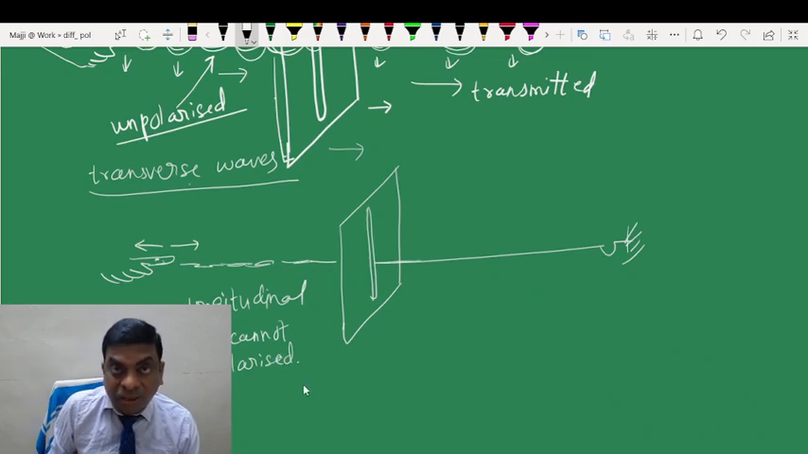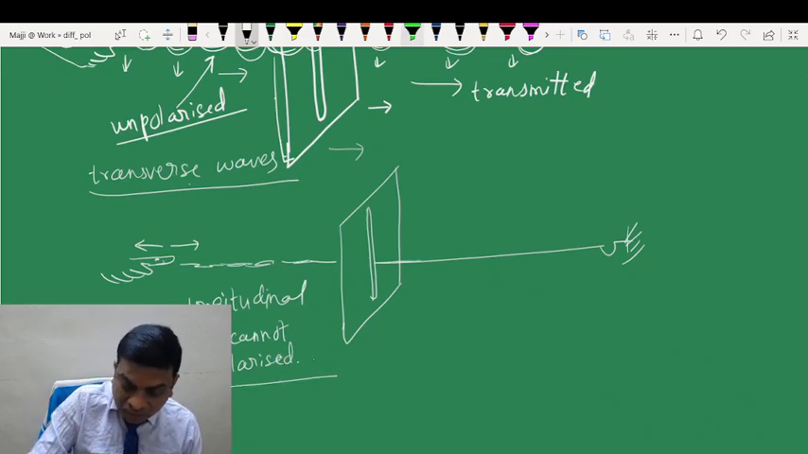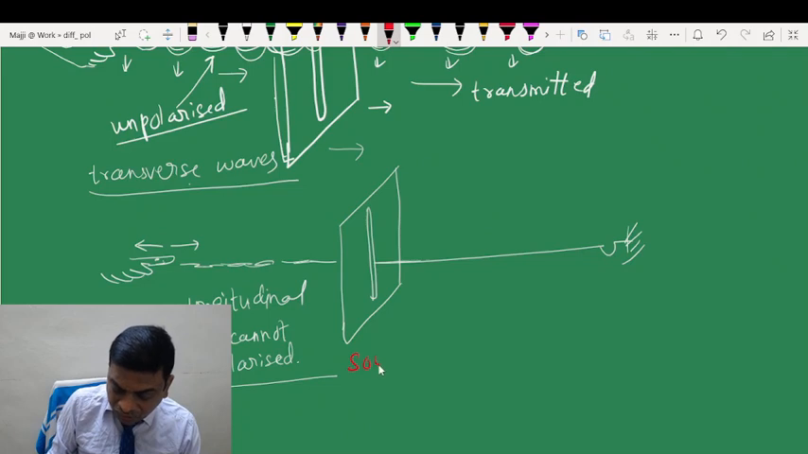Okay. Now, examples of longitudinal waves. The most common wave is the sound wave. Sound waves are all longitudinal waves. Sound waves cannot be polarized.